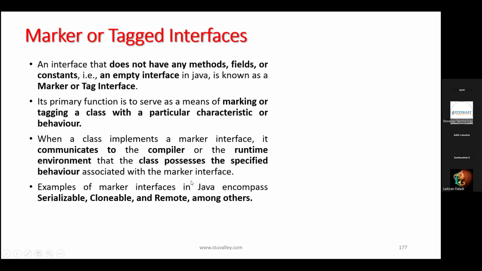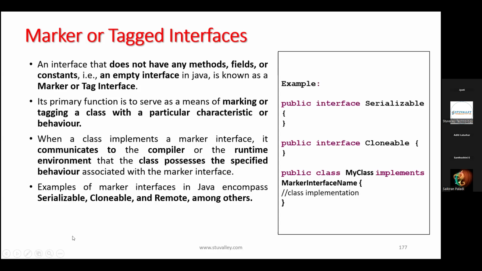Okay, so examples of built-in marker interfaces in Java are Serializable, Cloneable, Remote, and many others also. Serializable we mostly use for serialization purposes. Then Cloneable is used for performing the cloning operation. Okay, so if you want to use this, then you can use any of these interfaces. Just implement the interface so that the class will be tagged and considered a special class.